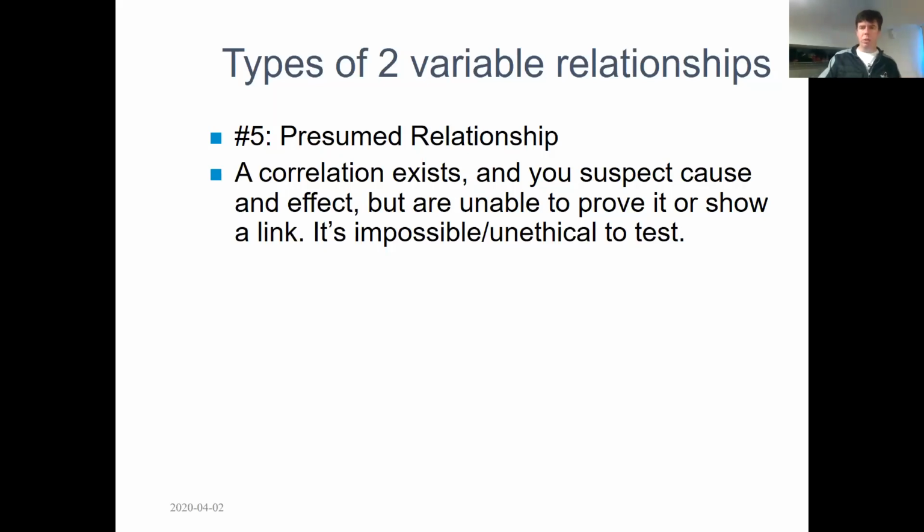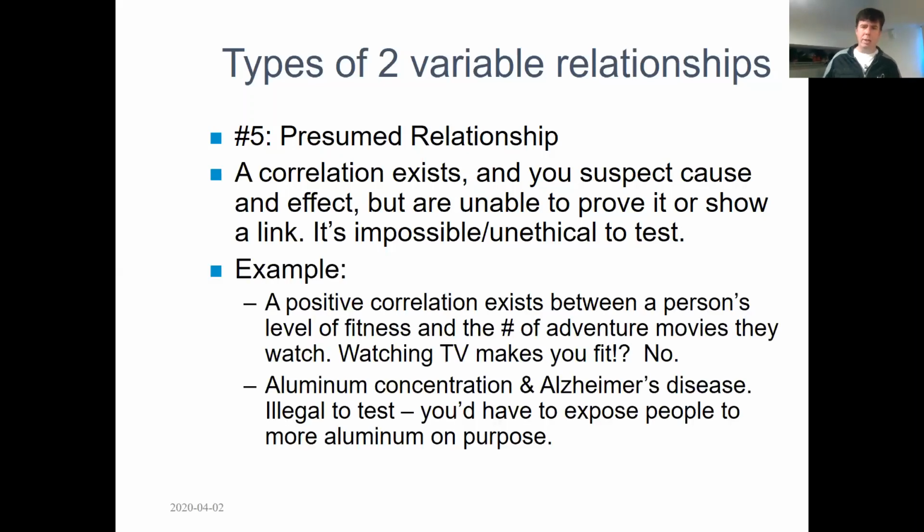But there's some variables where you see a strong correlation between them, but you cannot prove that the X variable actually impacts the Y. Why can you not prove it? Sometimes it's just that you're unable to, it's pointless. The example that I give here is a person's level of fitness and how many adventure or action movies that they watch. Where this falls apart and why it's presumed is that we know that watching TV does not make you fit. So why is it that people that have a higher level of fitness are more drawn to watching adventure or action movies? It's a positive correlation.